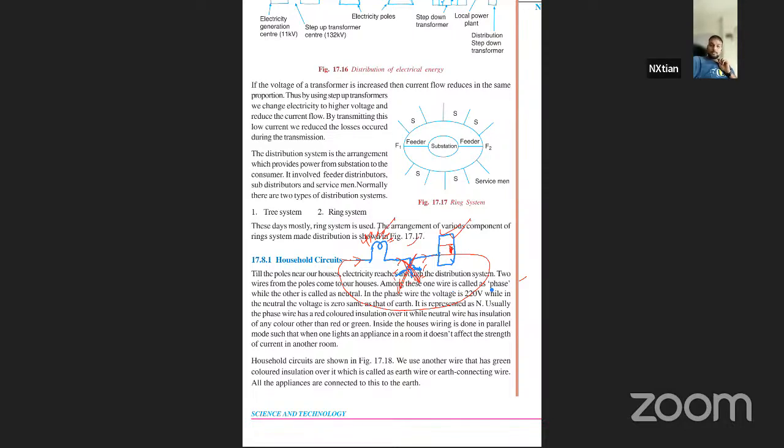Understood? Okay. Now we will learn about the parallel combination. So the parallel combination is going to be like this.